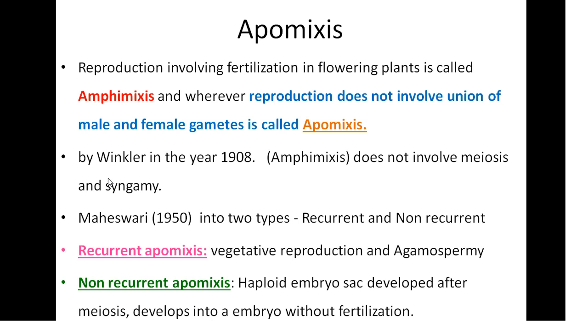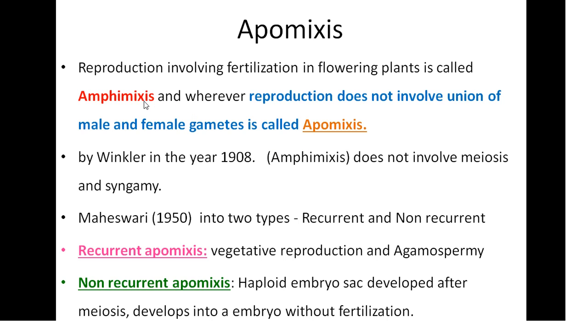Amphimixis. But in the sexual system, what takes place in flowering plants is called apomixis. So two terms are there. We are going to deal with only apomixis, but in between you will have a separate word called amphimixis. You should know the difference between amphimixis and apomixis.